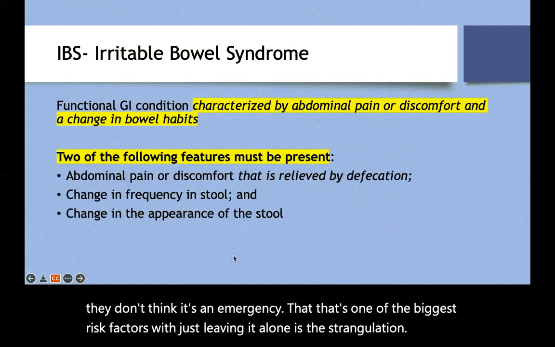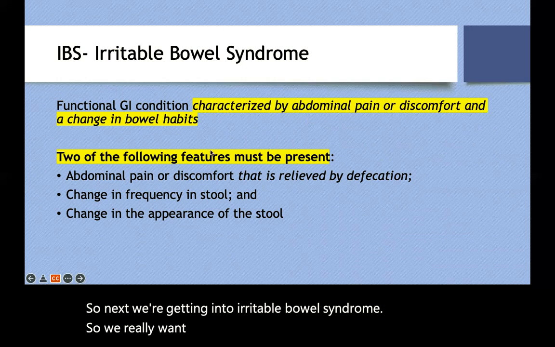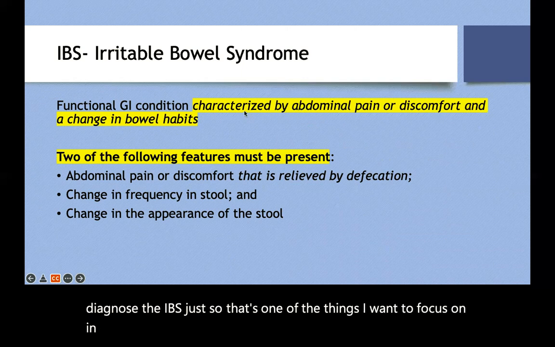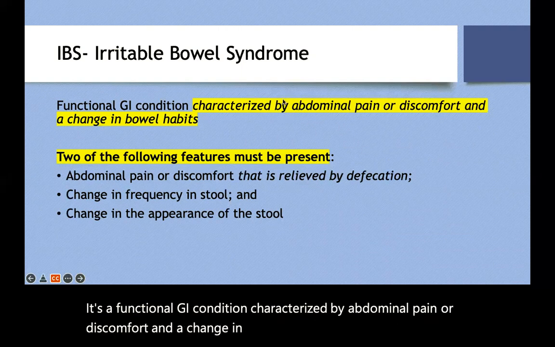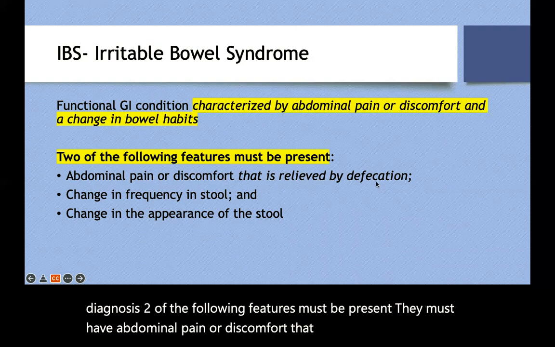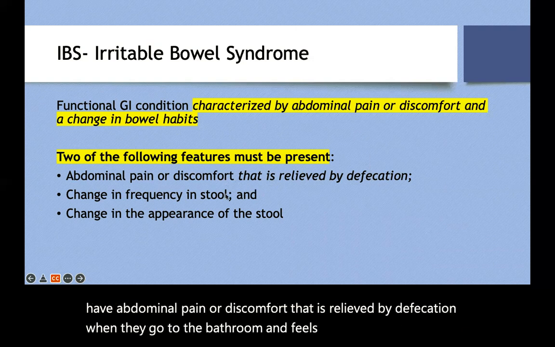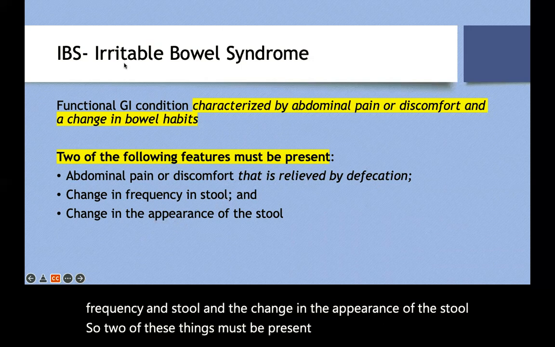Next we're getting into irritable bowel syndrome. We really want to focus on the criteria to diagnose IBS. That's one of the things I want to focus on in this lecture, so make sure you learn it. It's a functional GI condition characterized by abdominal pain or discomfort and a change in bowel habits. In terms of diagnosis, 2 of the following features must be present: abdominal pain or discomfort that is relieved by defecation, meaning it feels better after they go to the bathroom, a change in frequency of stool, and a change in the appearance of the stool. So 2 of these must be present to be diagnosed with IBS.